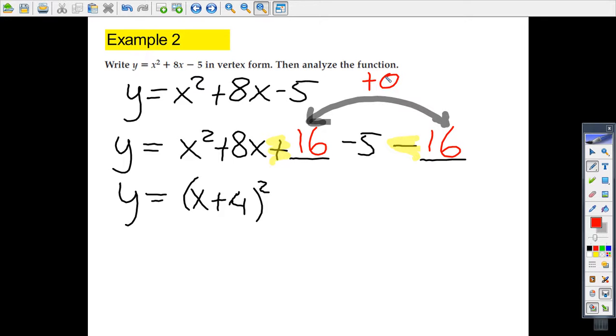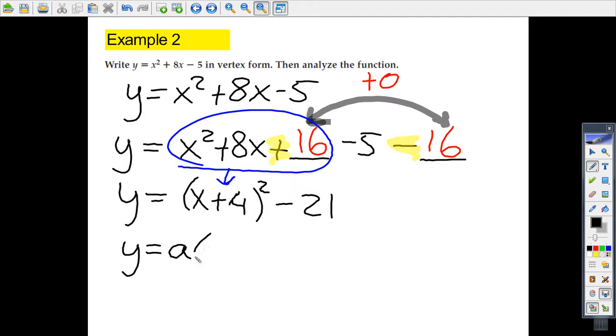So now this is x plus 4 parentheses squared. What is that? That took all this information up here and allowed me to complete the square with those values. And now I still have left, what? Negative 21, which I'm going to have to write after this. And now I've actually written this in vertex form. This is in the form y equals a times x minus h, parentheses squared, plus k. What is my vertex?